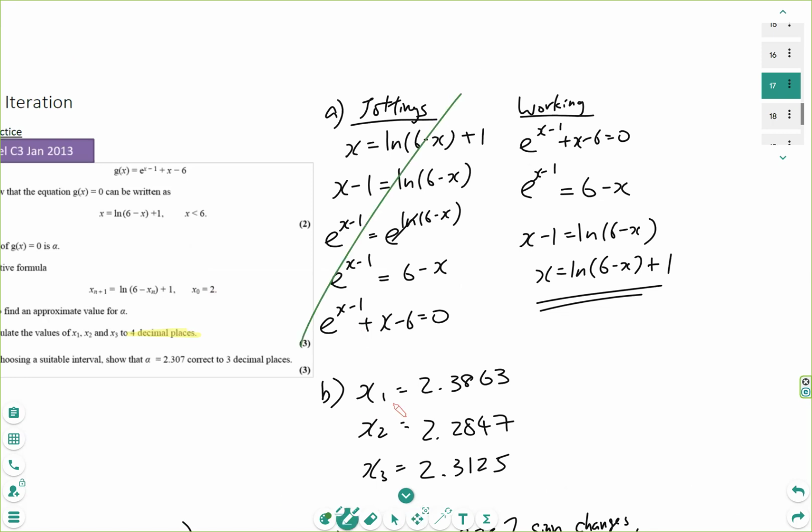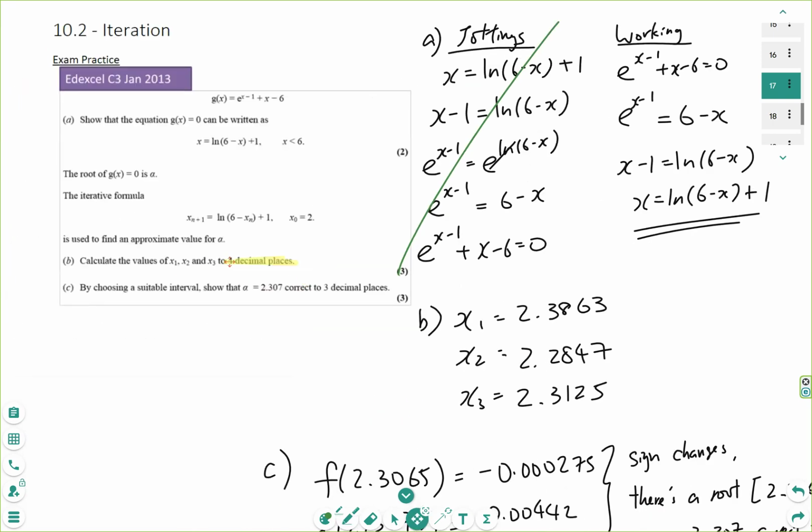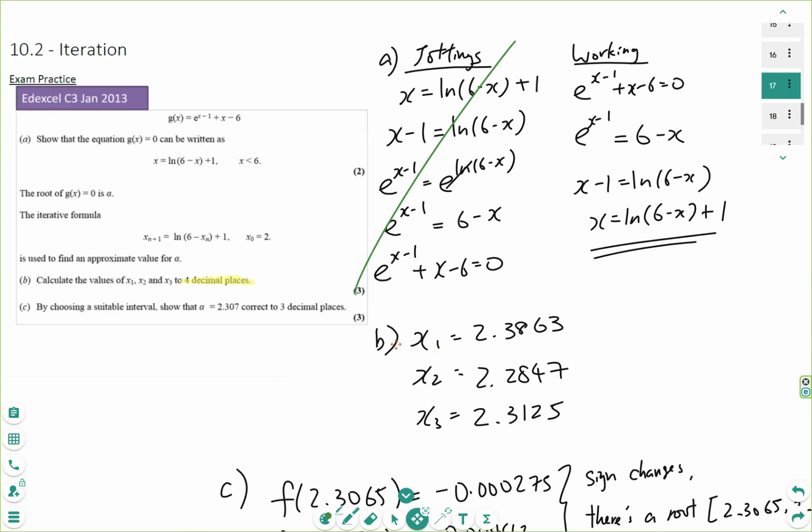Next, part B, using the iteration, you can easily put it in a calculator. Remember, put 2 in the calculator, press equal, and then replace xn with answer. So you should be using ln, bracket 6 minus answer, bracket plus 1. And then keep smashing the equal button. One thing to be mindful of is 4 decimal places. So make sure you write your answer in 4 decimal places and round it correctly. I see students not rounding it, some rookie mistake, but you have to round your numbers.